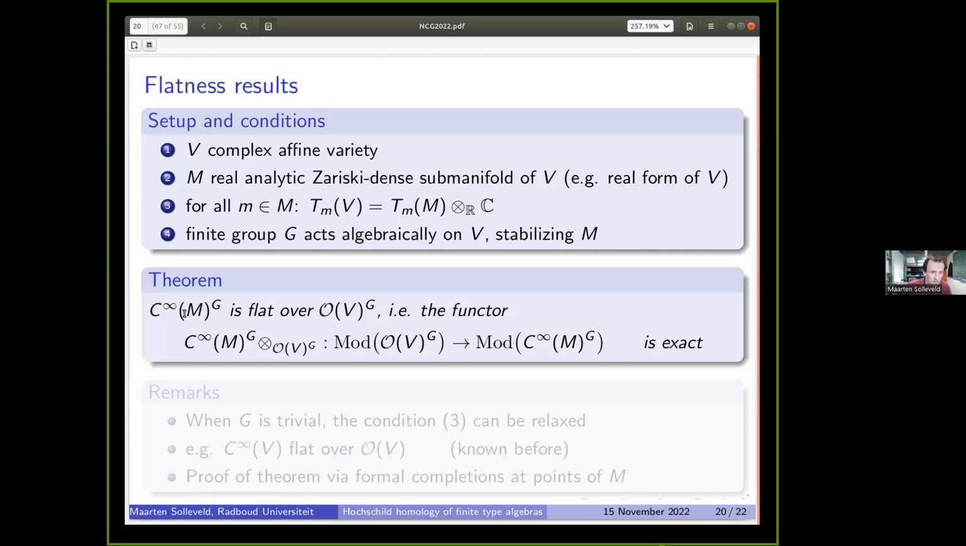Under these conditions, you can actually prove that the module of smooth functions on M, or say G-invariant smooth functions on M, is flat as a module over the regular functions on V which are G-invariant. Otherwise said, the functor of tensoring with smooth functions over regular functions, both G-invariant here, is an exact functor. This is a surprising statement because you're really mixing two worlds, one of algebraic functions and one of smooth functions.